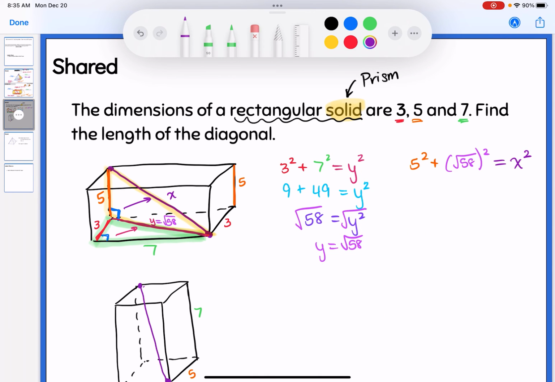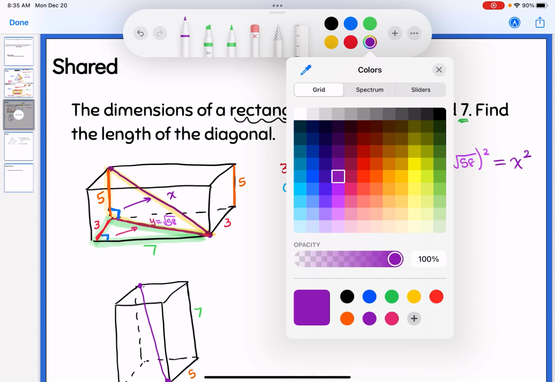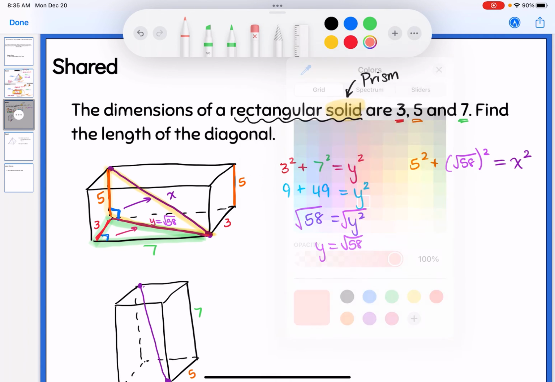So I had to do the Pythagorean theorem twice. I had to make 2 different triangles to get to what I want. It's okay. You're going to have to do that in prisms. But I know what I'm doing, right? And if one of those was a triple or both of them, way faster, right? But it's not in this case, and that's okay. So here we go. Let's see. I have 5 squared is 25. Square root of 58 squared. Ooh, do you see why I didn't reduce my radical? Super easy. That just gives me 58 equals x squared.